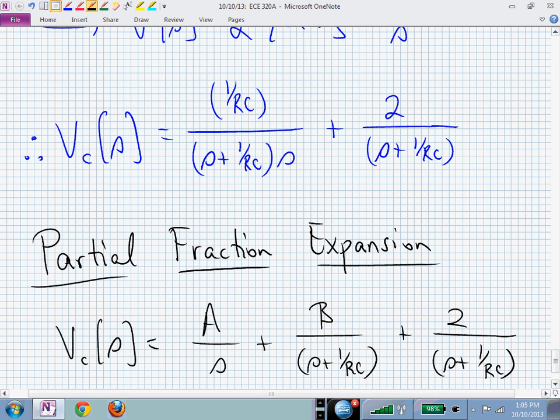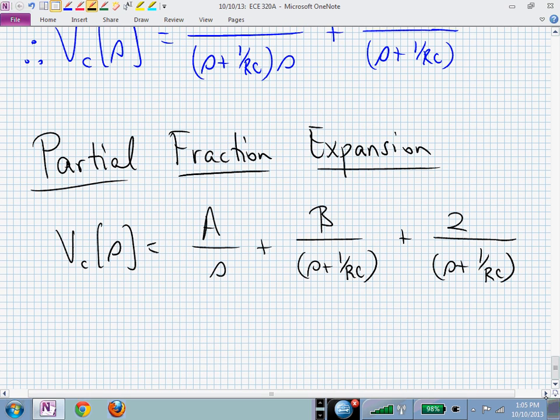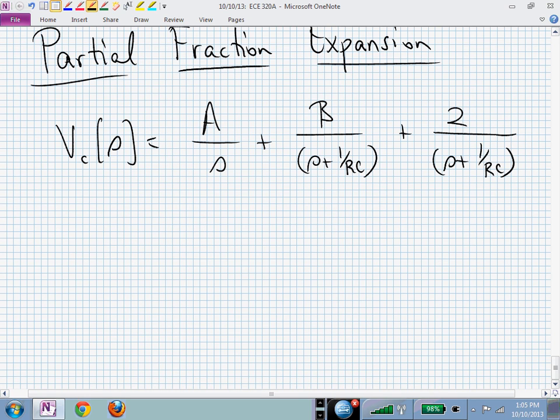We have one factor that's simply S. That's a pole at the origin, and that was due to the step input, wasn't it? And we have another factor, S plus 1 over RC. What's the time domain answer going to look like?